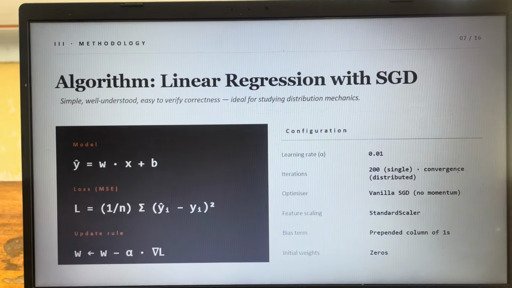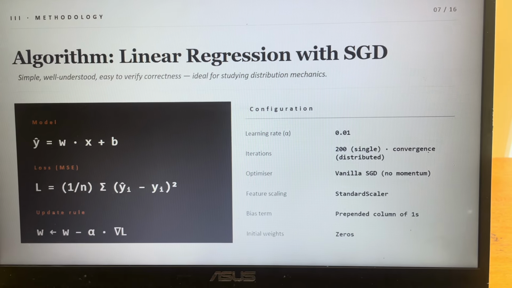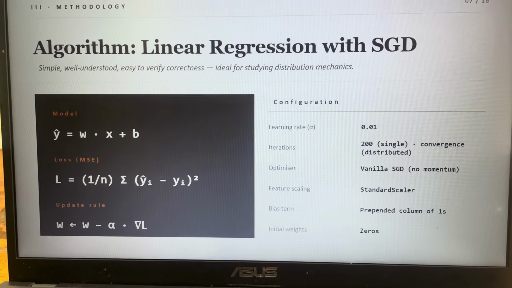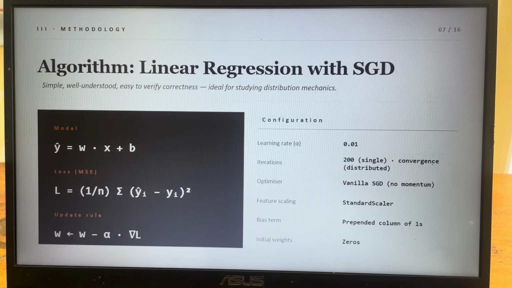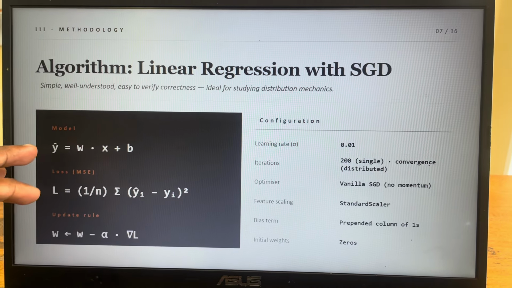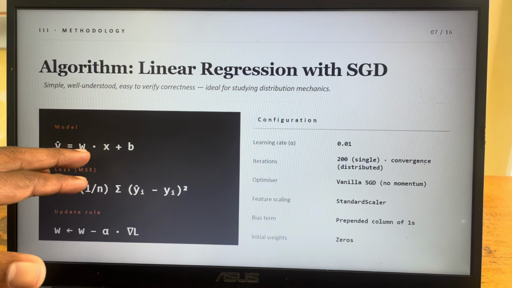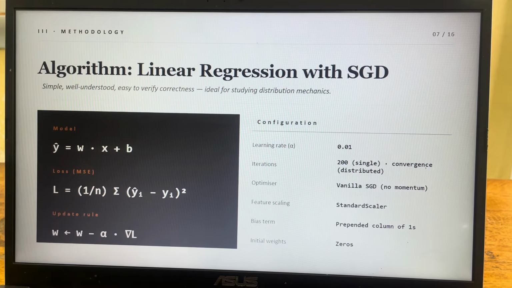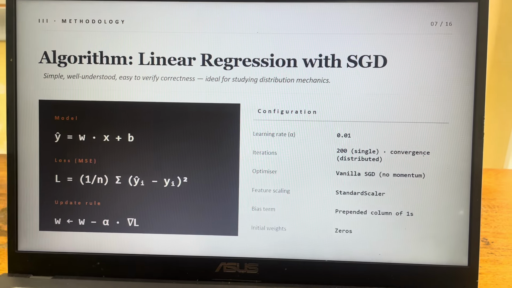Then this is the algorithm: linear regression with SGD, which will be the synchronized gradient average. We'll be focusing on the linear regression model, where we'll be predicting the weight of a person based on the height. We can see that this symbol, y-hat, is the estimated weight of a person. Also, w is the coefficient on the height of a person, which is our independent variable, and b will be our intercept. They will follow a linear regression model.